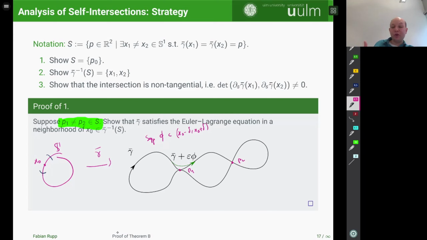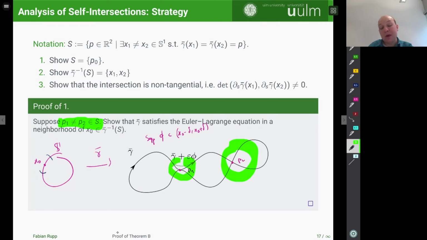then perturbing gamma bar with phi will not change the value here on the right hand side. Right? Here it will not change. So the phi does only have an effect in a neighborhood of P1 where it may break the self-intersection as the green arrow indicates. However, there's still one self-intersection left. That means that the perturbation gamma bar plus epsilon phi is still in the admissible set A for any phi which has support in the neighborhood of x0.